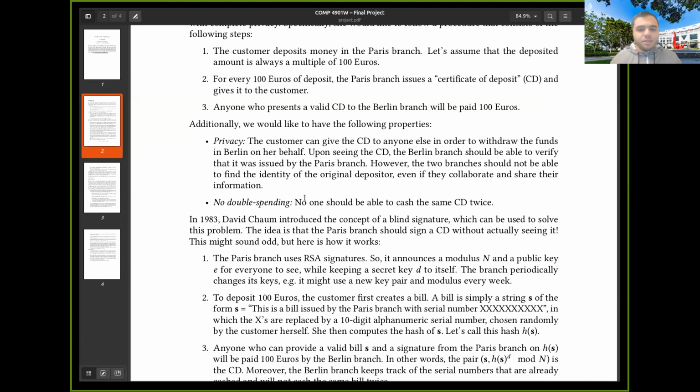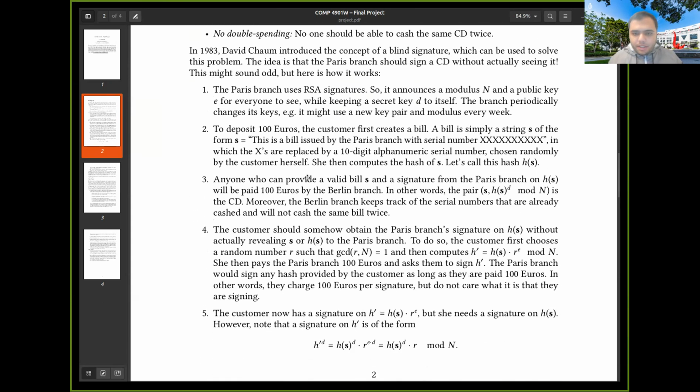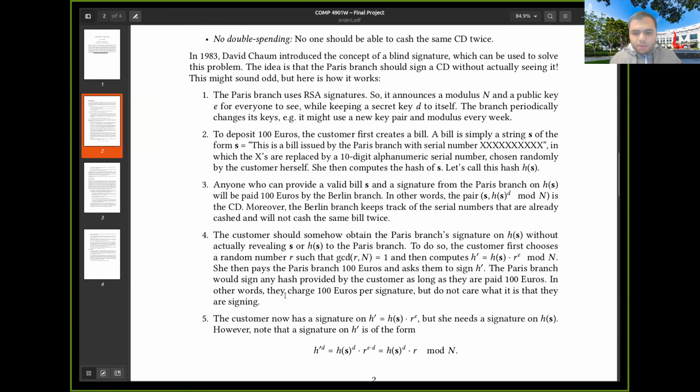And whenever someone is doing a withdrawal, the bank should be able to verify that there was no double spending, and that this person gave me a valid certificate that there was a deposit at some point, but the bank should not be able to say which deposit it is that is being withdrawn right now. And then we actually give a protocol that can achieve this. So let me just go through this protocol super fast.